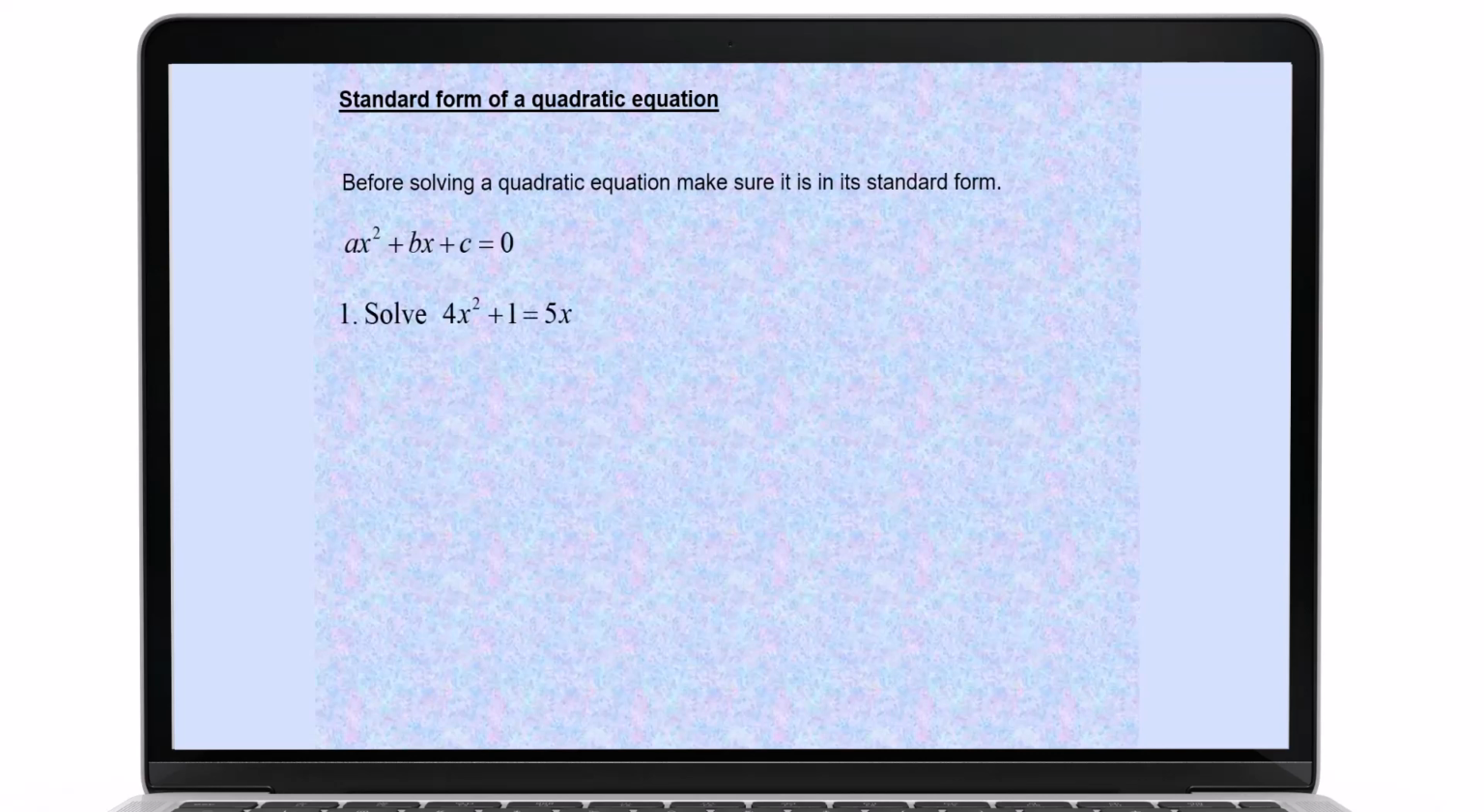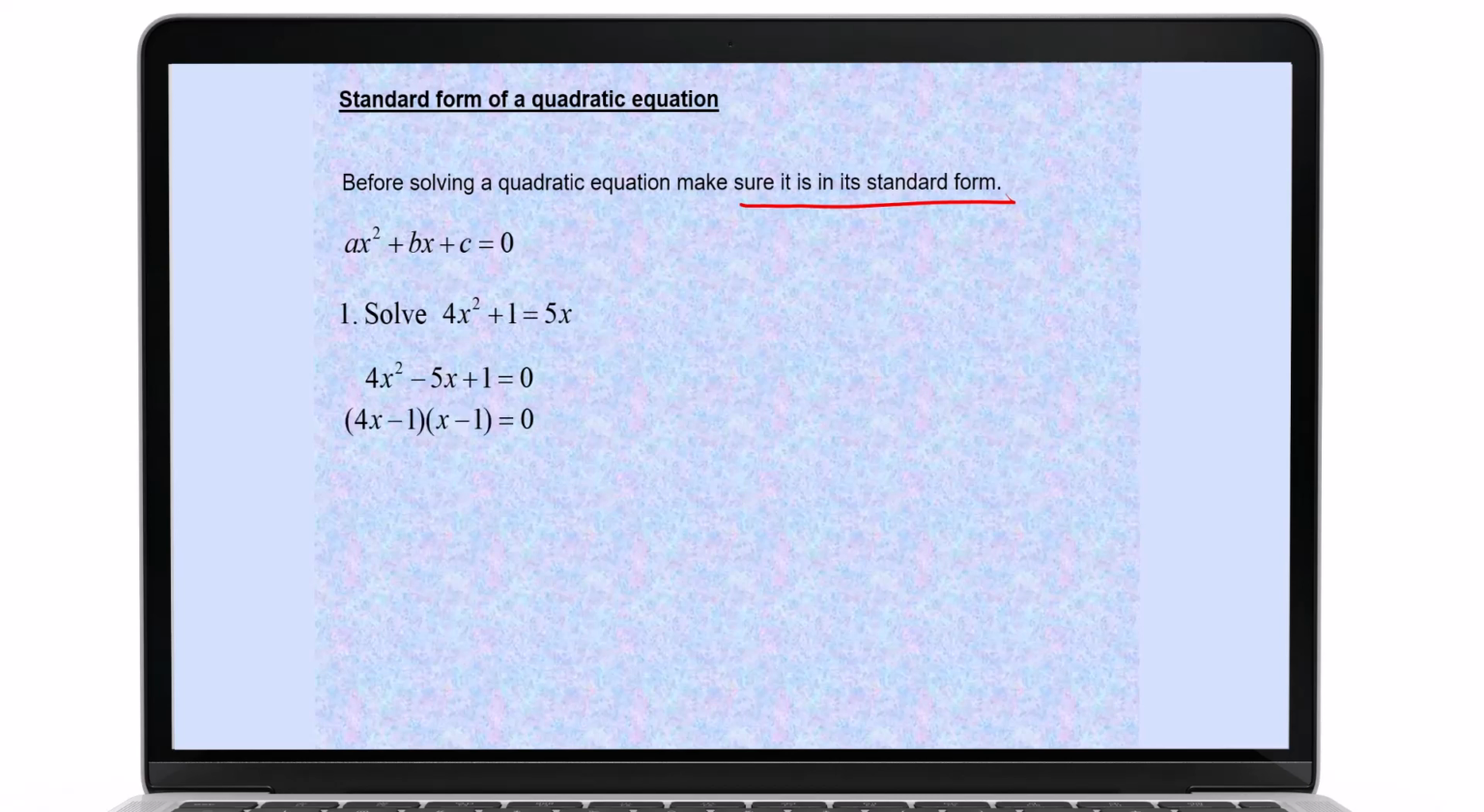Now, sometimes you may be given a quadratic equation that is not written in the standard form. So like this example here, solve 4x squared plus 1 is equal to 5x. In case you get this kind of a question, you have to make sure that it is in the standard form of a quadratic equation. And the standard form is ax squared plus bx plus c is equal to 0. So reorganize it, and you get 4x squared minus 5x plus 1 is equal to 0. You're simply bringing 5x to the left-hand side of the equation.